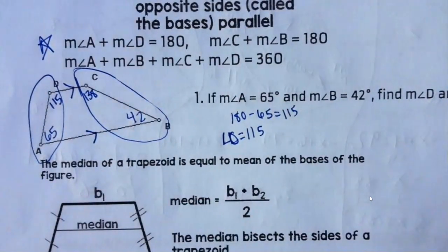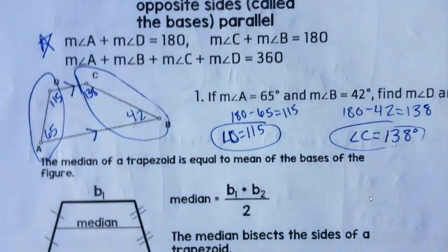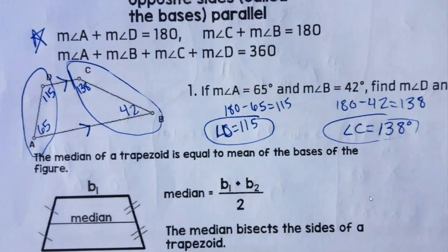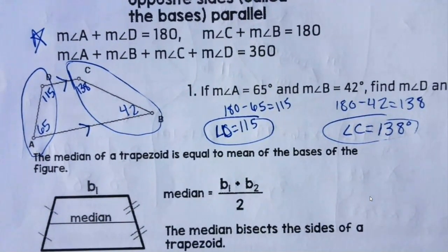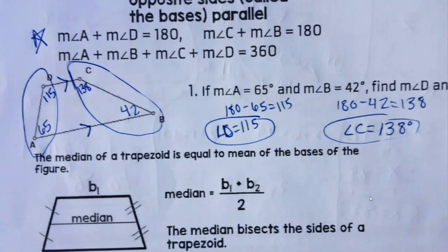And you know that because they are supplementary. 180 minus 42 is 138. So that's angle C and angle D. And that's the gist of the main property for generic trapezoids.